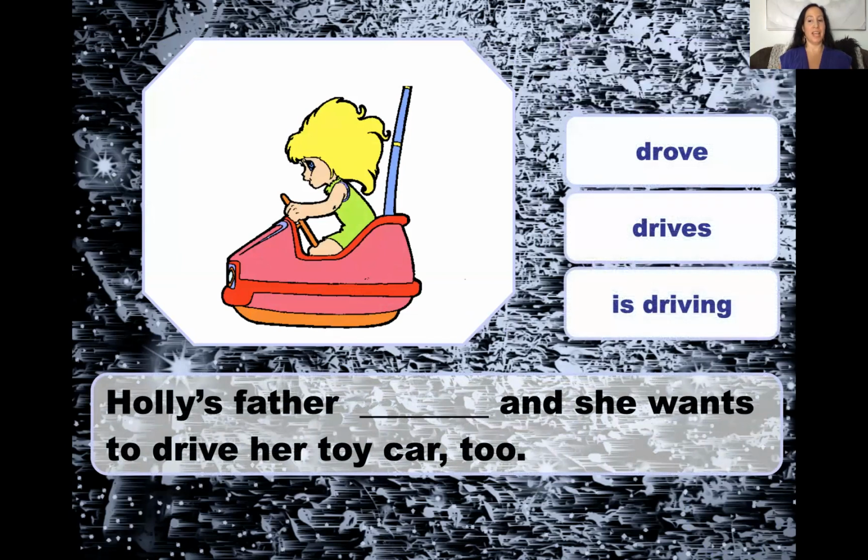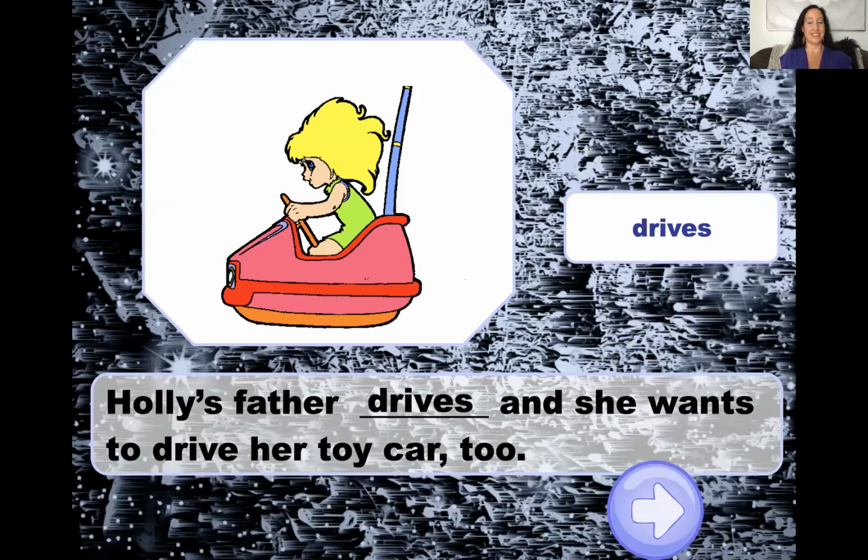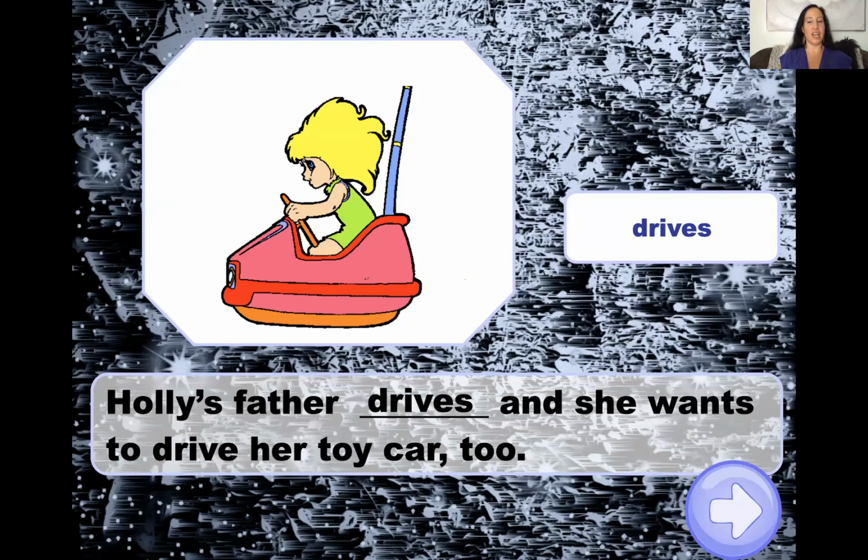Holly's father blank and she wants to drive her toy car today. Excuse me. Holly's father blank and she wants to drive her toy car today. What should the answer be? I did a little trick. I took one out. Do you remember what it was? Is it the answer or is it wrong? Holly's father drives and she wants to drive her toy car too.